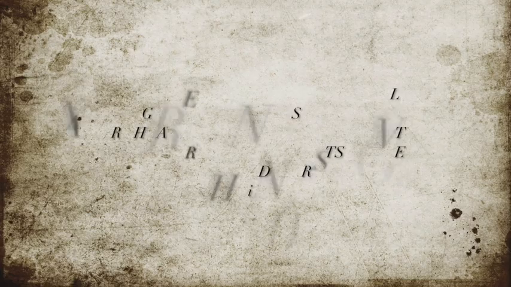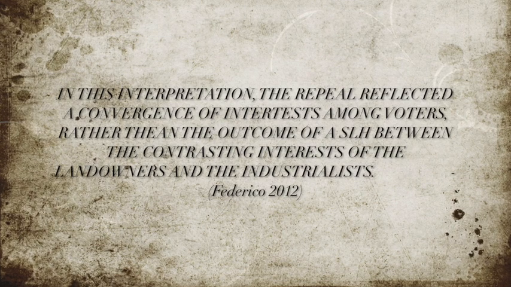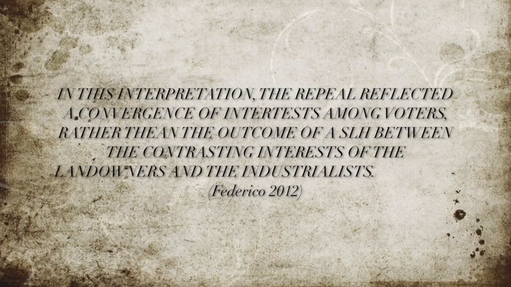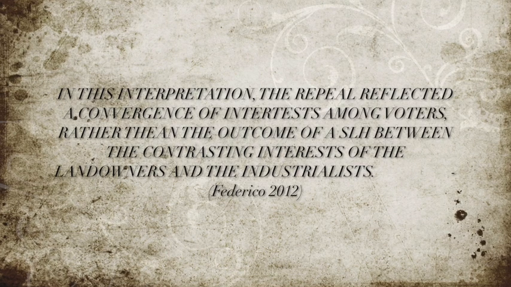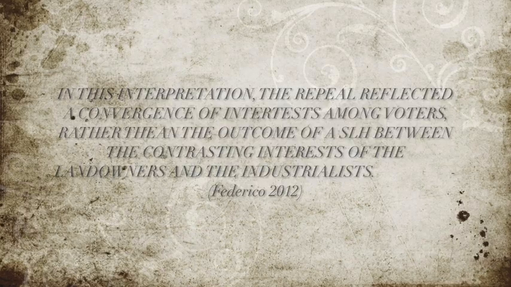Schonhardt-Bailey argued in her book that there is a strong relation between the voters' portfolios and the Tory MPs' votes to repeal the Corn Laws. Quote, "In this interpretation, the repeal reflected a convergence of interests among voters, rather than the outcome of a clash between contrasting interests of the landowners and the industrialists." However, can the interest-based interpretation applied to the UK also explain the trade liberalization in Europe?